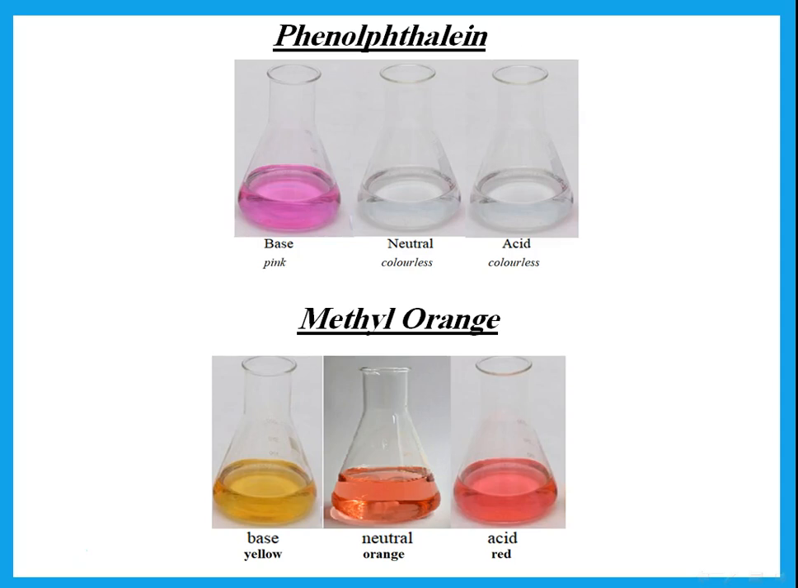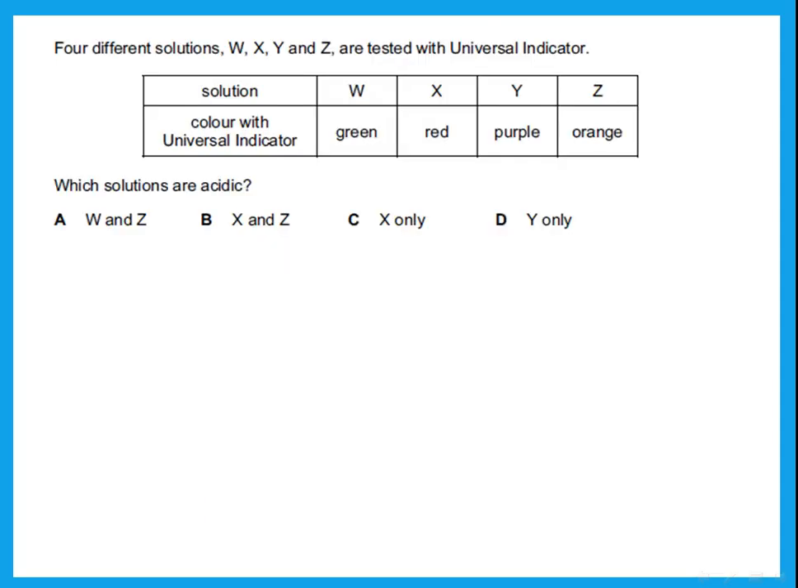Now what about methyl orange? Methyl orange is red in acid, yellow in a base, and when the solution is neutral, it is orange. Remember that it's called methyl orange because it is orange in neutral. But in base it is yellow, in acid it is red. You have to remember these colors.